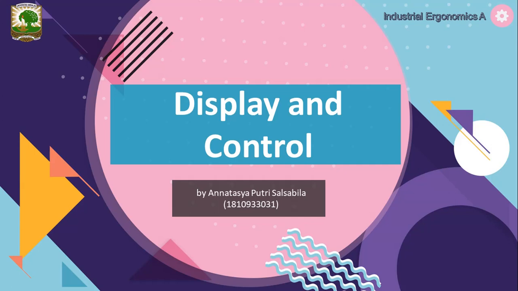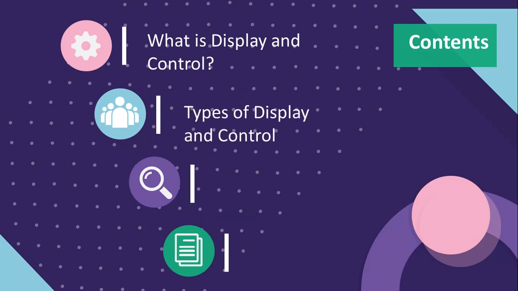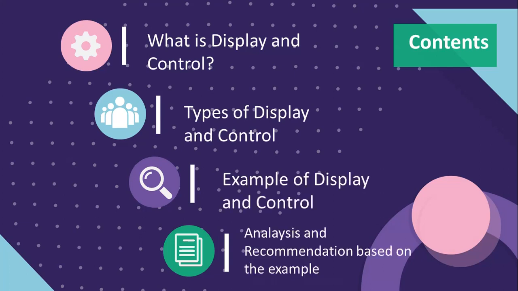I'm from Industrial Ergonomics A class, and today I will present to you about display and control to fulfill my assignment. So, my video has 4 topics. The first is what is display and control. Second is types of display and control. The third is examples of display and control. And last is analysis and recommendation based on the examples of display and control that I got.